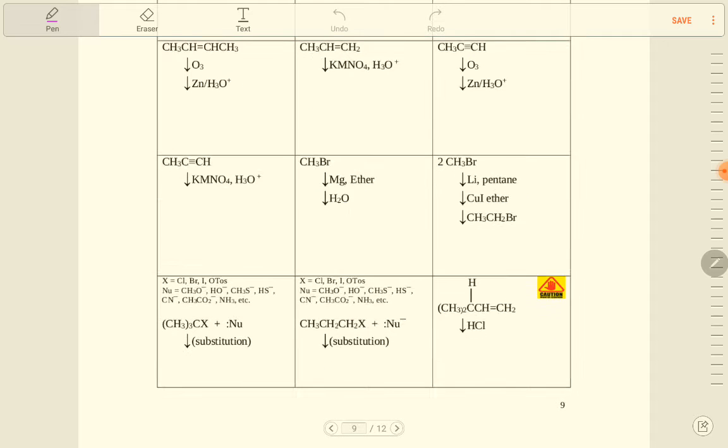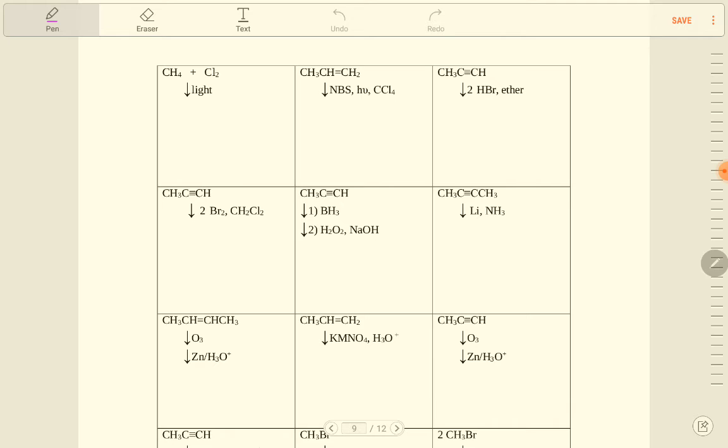Okay, I'm going to scroll up. This is CH4 plus Cl2, so it's a CH3Cl addition reaction.